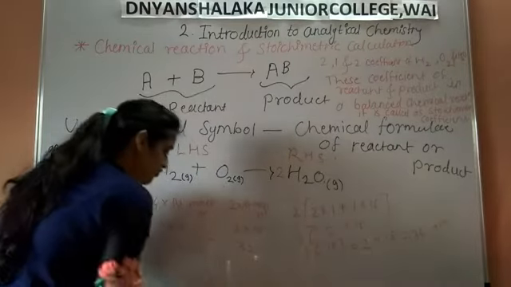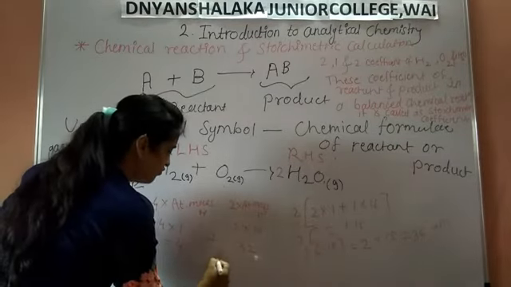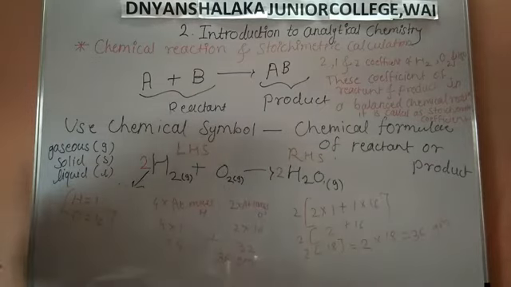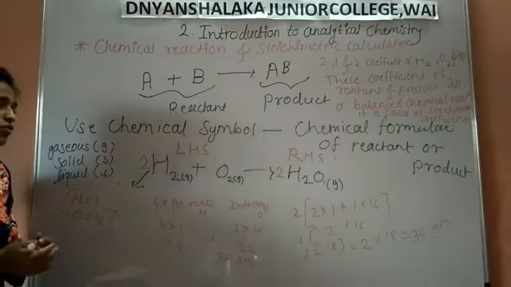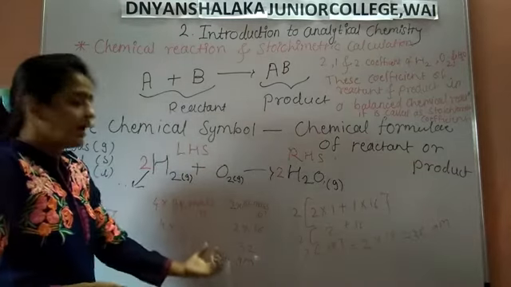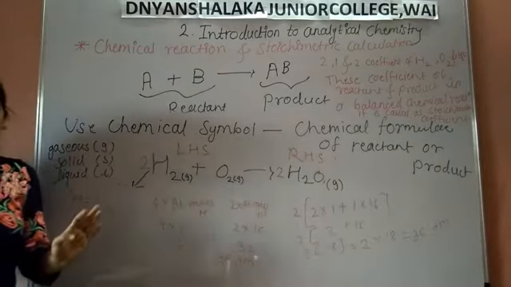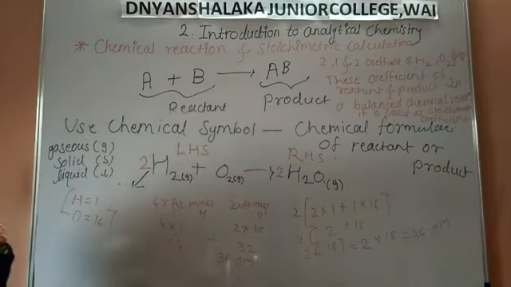And mass of reactant 4 plus 32, we get 36 gram. This means our first law of conservation of mass. So mass of reactant 36 gram is equal to mass of product.